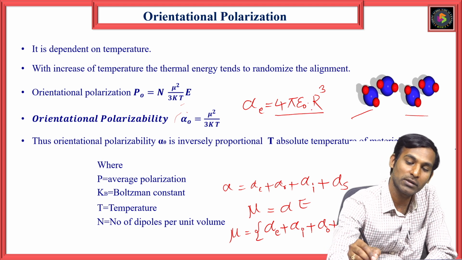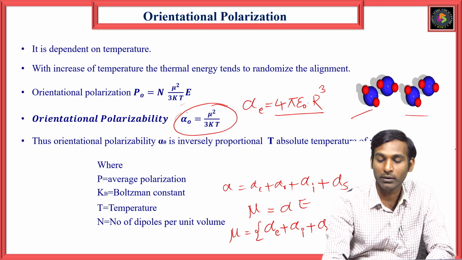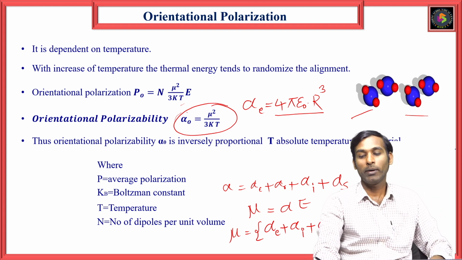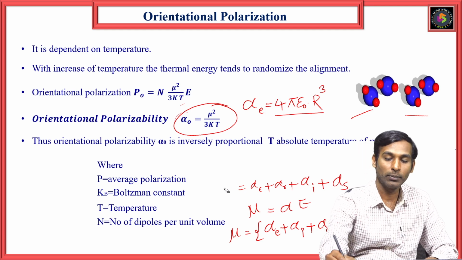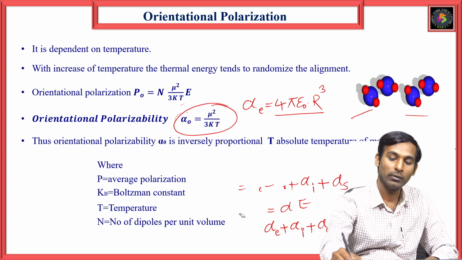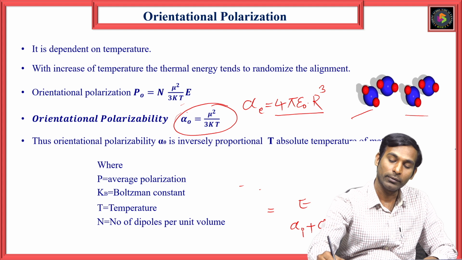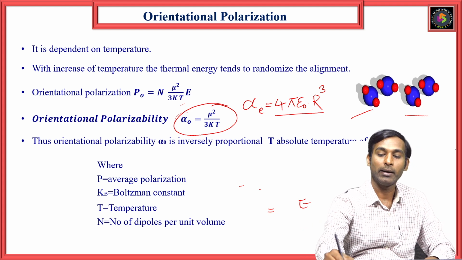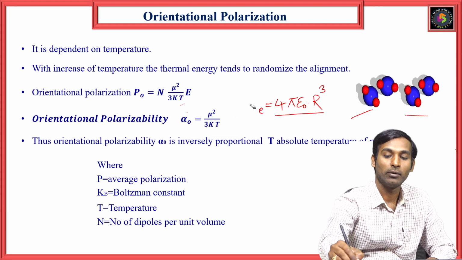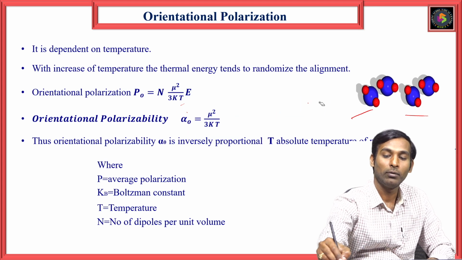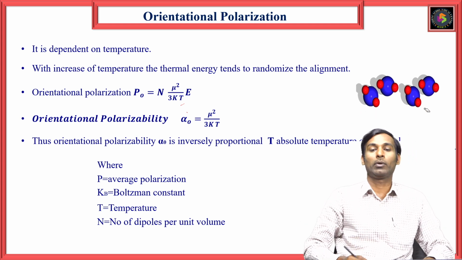What is our alpha naught equation? Mu square divided by 3kT. Substitute here, and we can find out the induced dipole moment of the polarization. In the next slide, we can discuss ionic polarization and space charge polarization, and also the internal field of a dielectric material, and also the Clausius-Mossotti relation. Okay, this is about the types of polarization for electronic and orientation polarization.